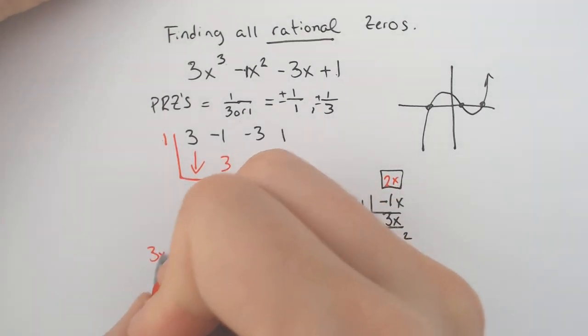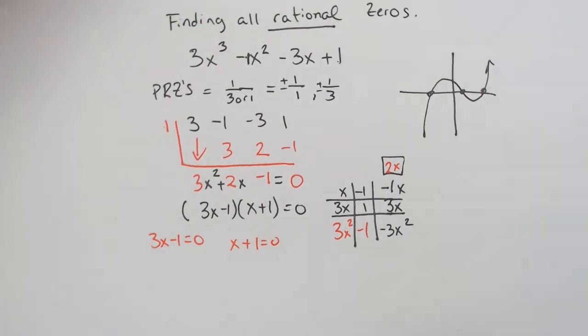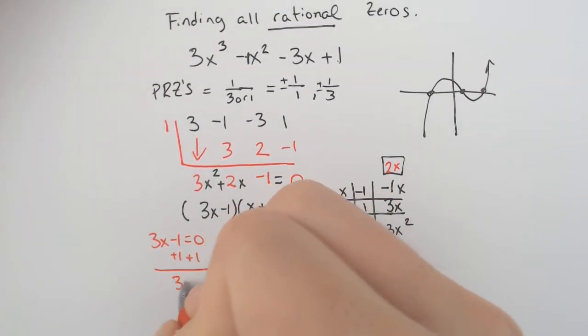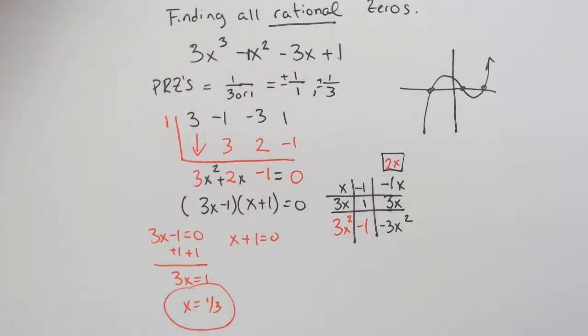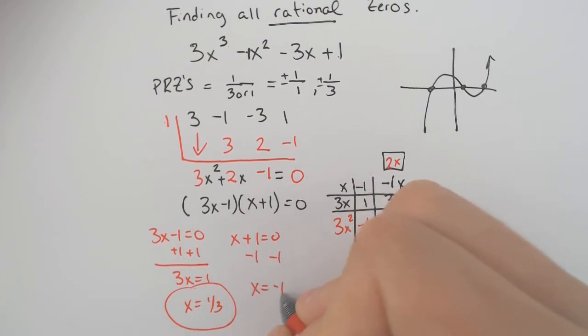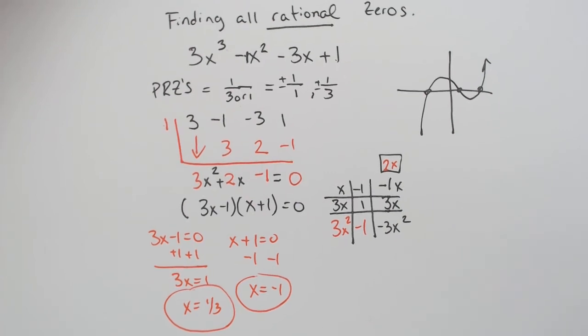You would have to set each of these individually equal to 0 to find the remaining zeros, which means you would have to add 1 and divide by 3 to get x equals 1/3, and you would have to subtract 1 to get x equals -1. Now, a lot of people forget this last step, so you got like 2 of them.